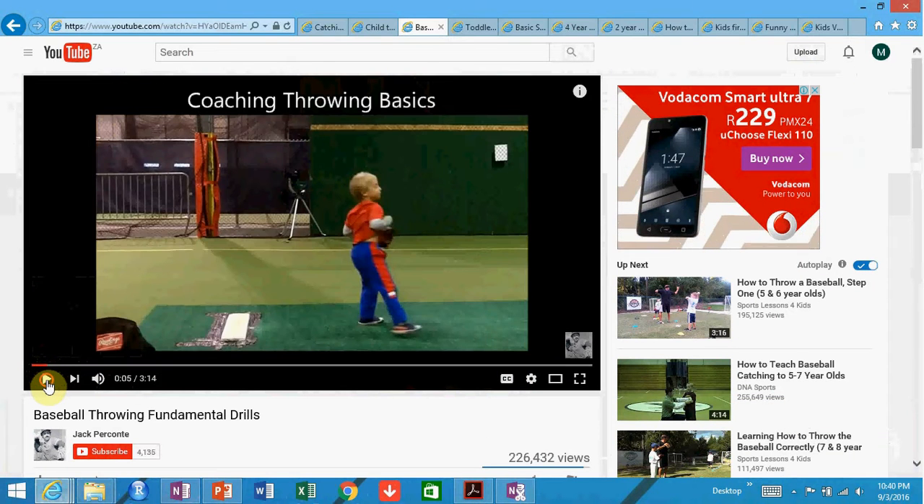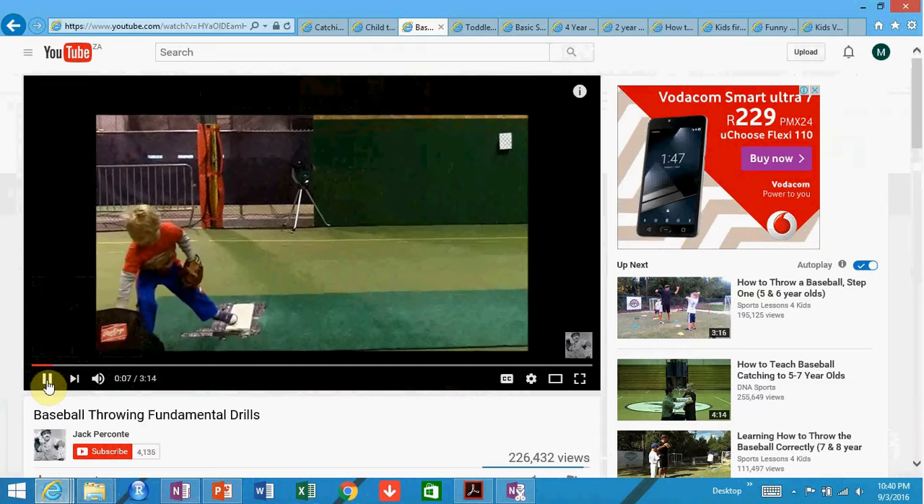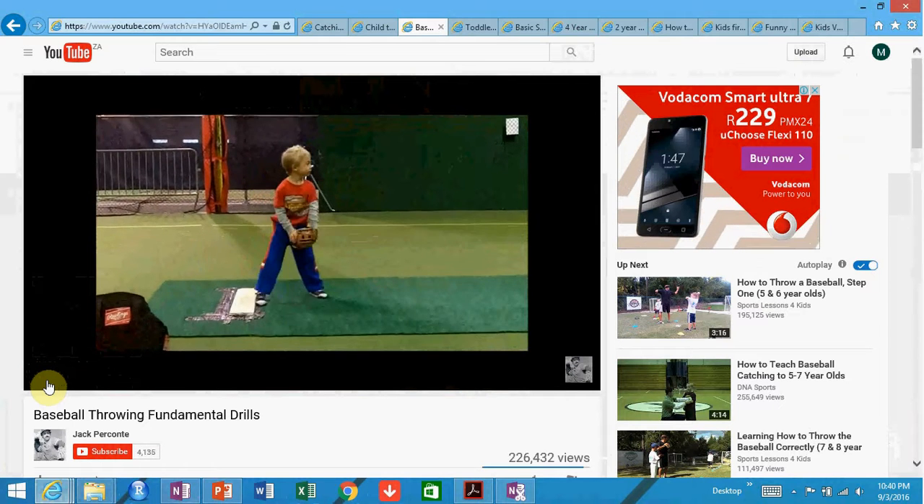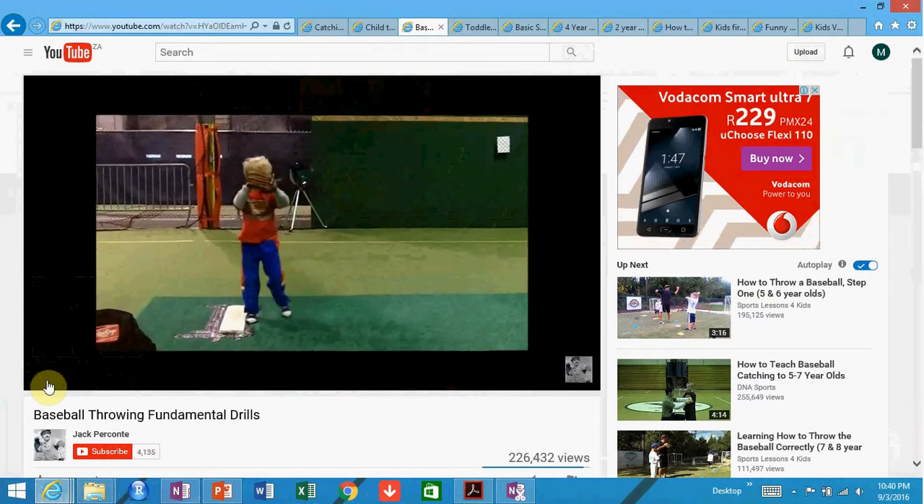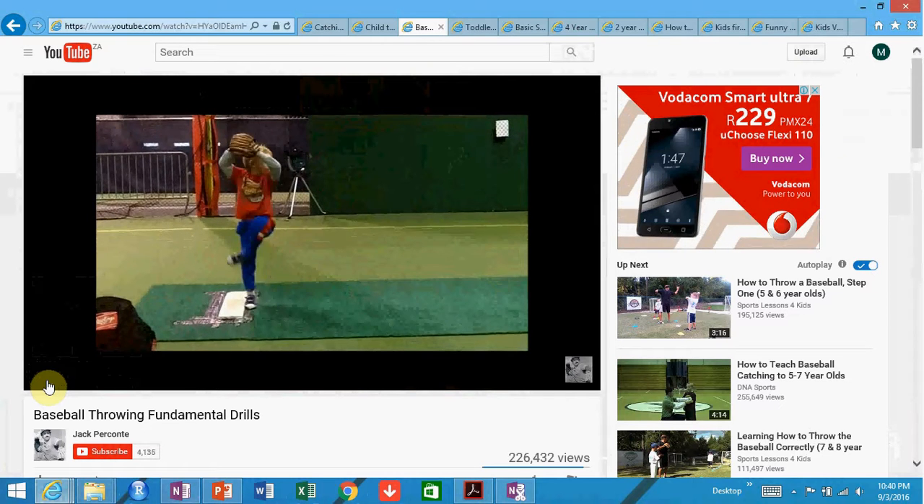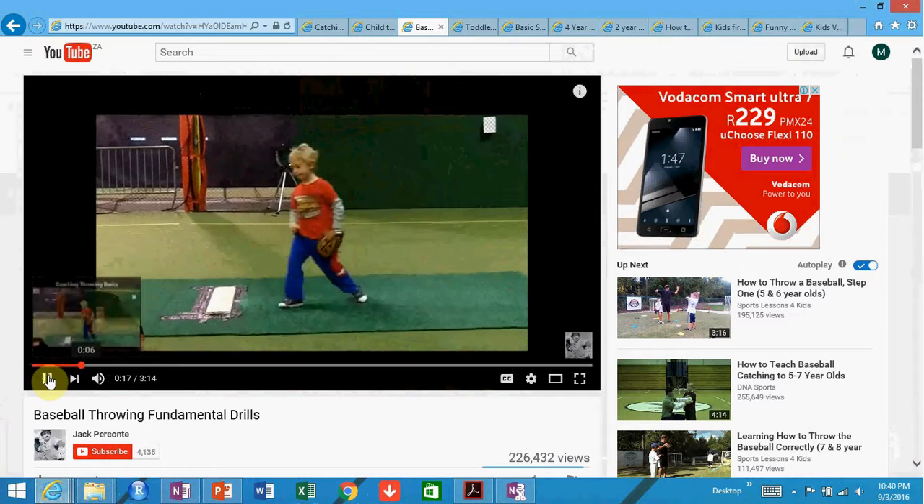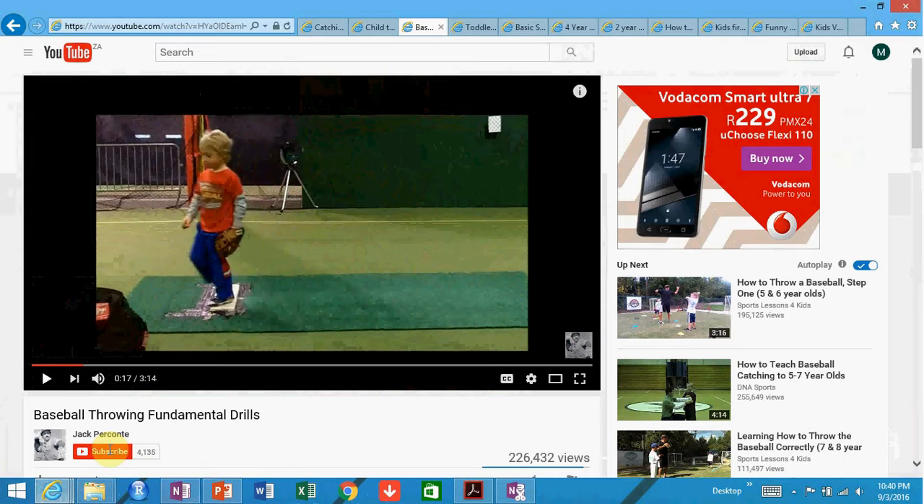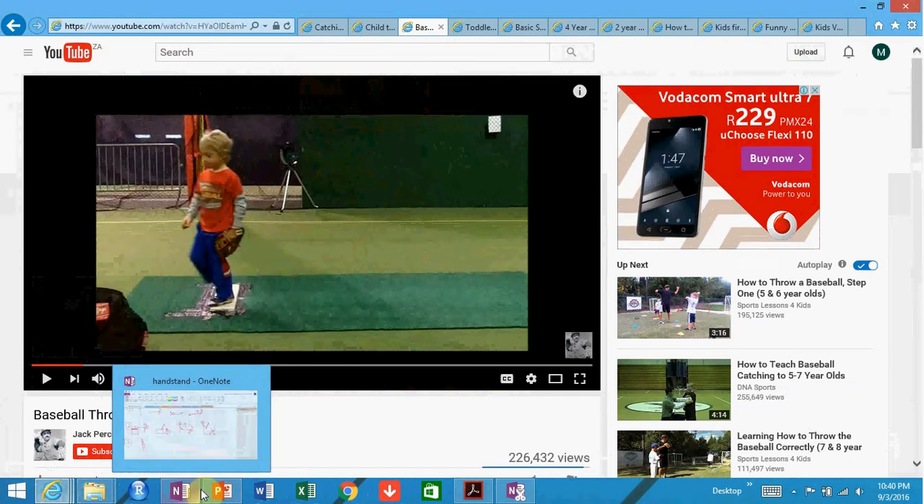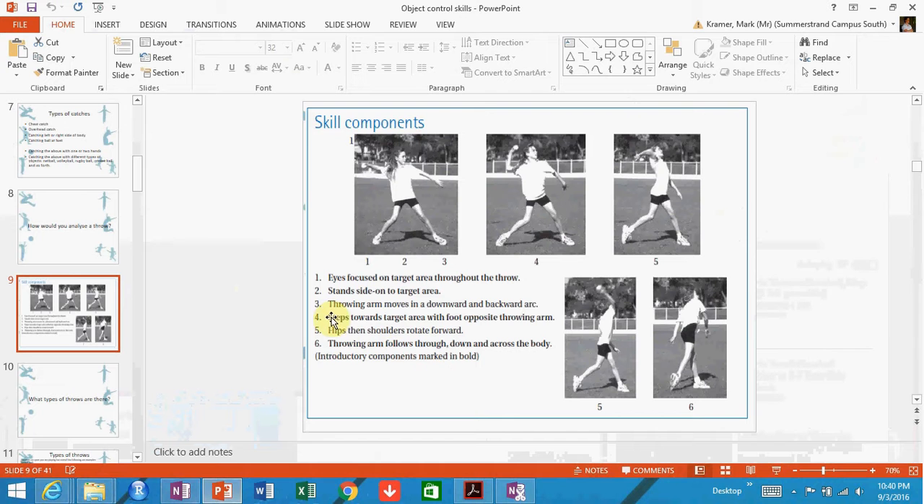I suppose it depends on what throw, but yes. Let's have a look. Okay, so he doesn't quite have a downward throwing arm action, but in your more advanced individuals, they definitely will. Okay, steps towards a target, hips, then shoulders rotate. Normally you'll see block rotation in beginners, where the whole body rotates as one unit, and then throwing arm follows through, down, and across the body.